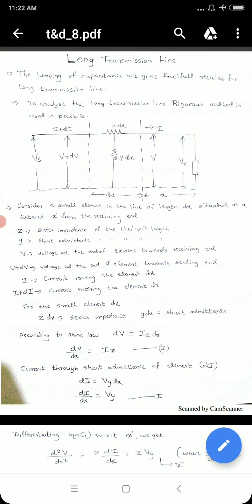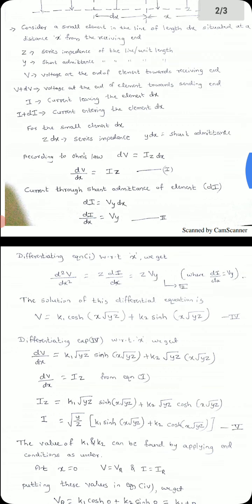According to Ohm's law, we can write dV is equal to I Z dx, where dV by dx is equal to I Z. The current through the shunt admittance is given by dI is equal to V Y dx, or dI by dx is equal to V Y. These two equations we need to take: one is dV by dx is I Z, and dI by dx is V Y.